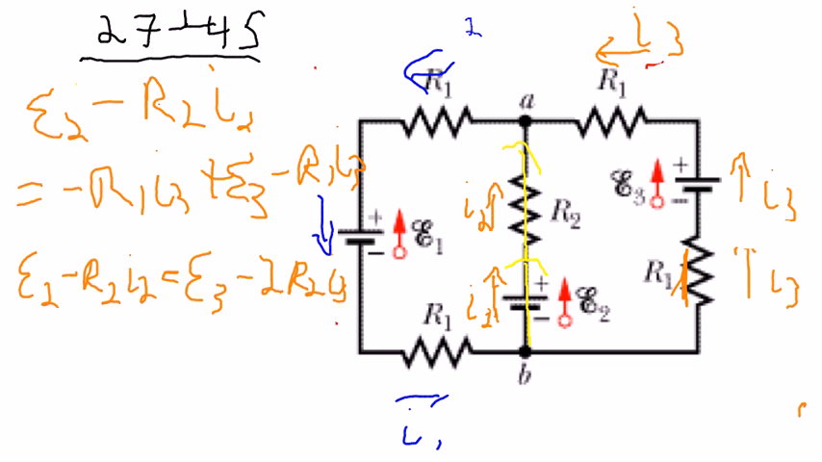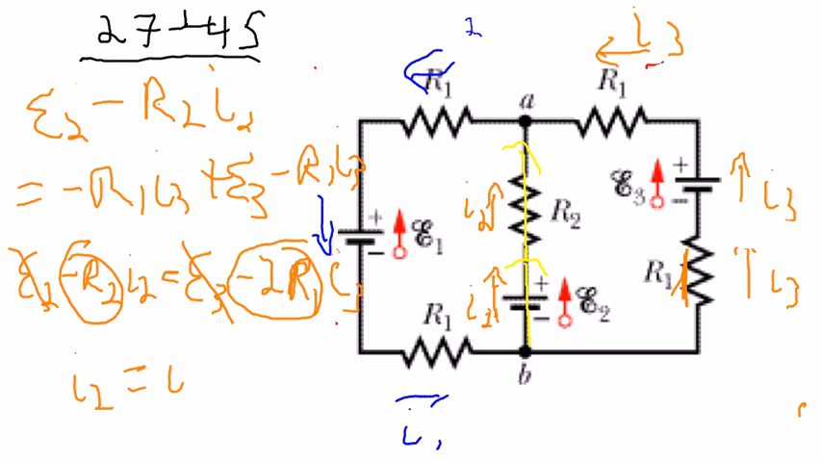Notice from your problem statement, regardless of what your values are, E2 and E3 are equal to each other, so those can be canceled out. And what is the relationship between R2 and R1? I think that I have a typo here. This should be R1. What's the relationship between R2 and R1? Well, R1 is double R2, right? If you look at your problem, R1 is double R2. So this term and this term are the same, and what you can determine from this is that your I2 value is equal to I3.